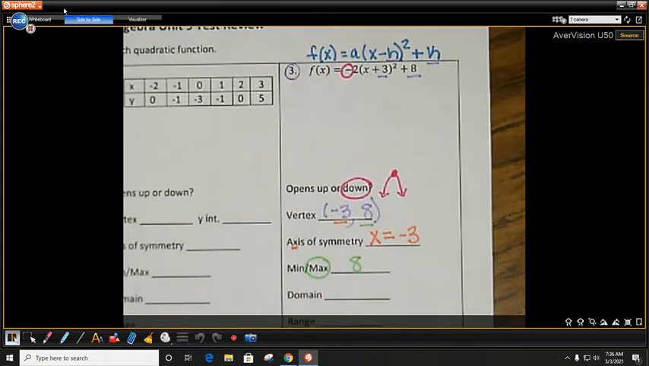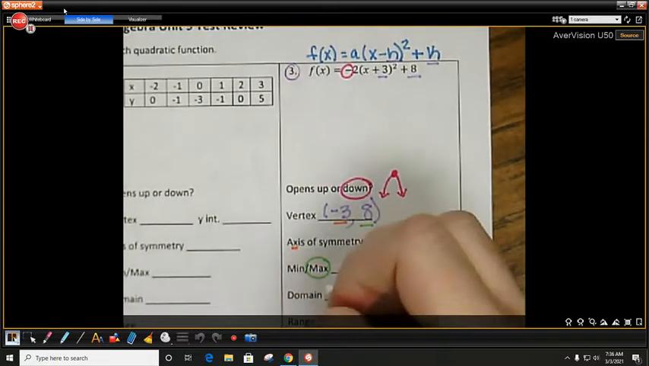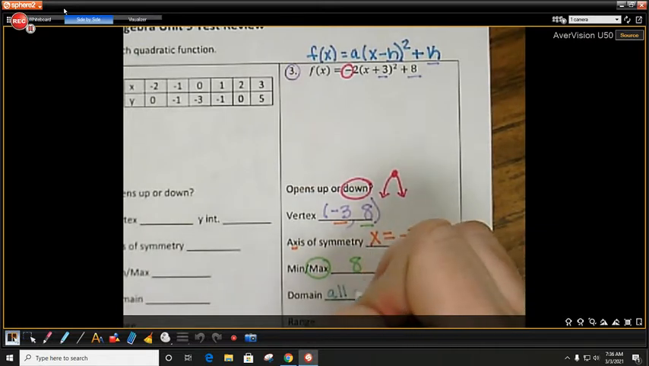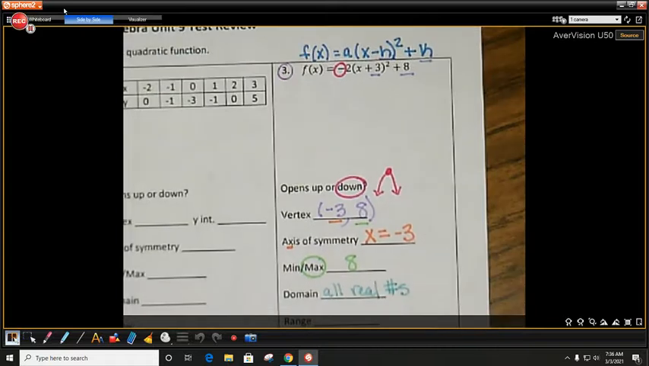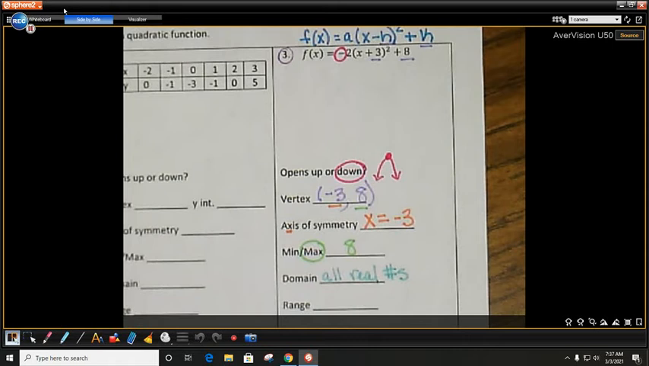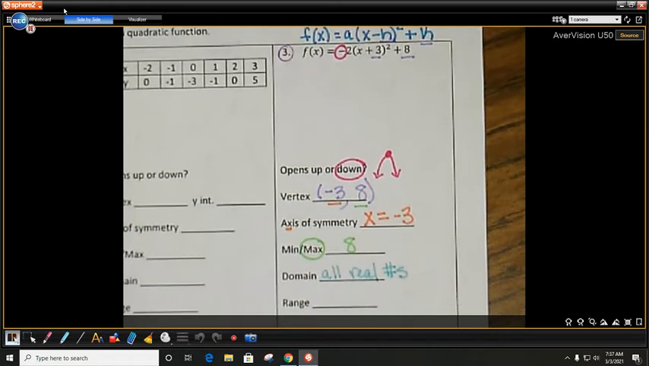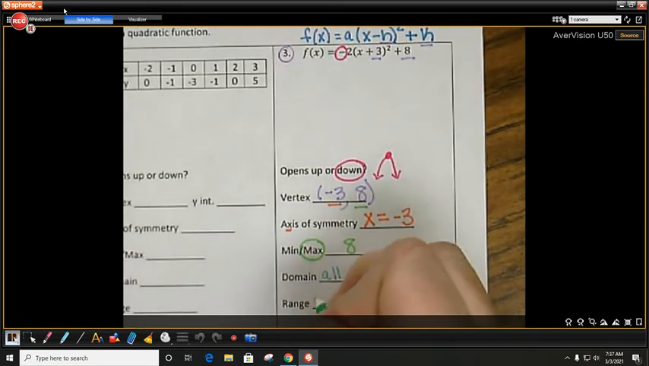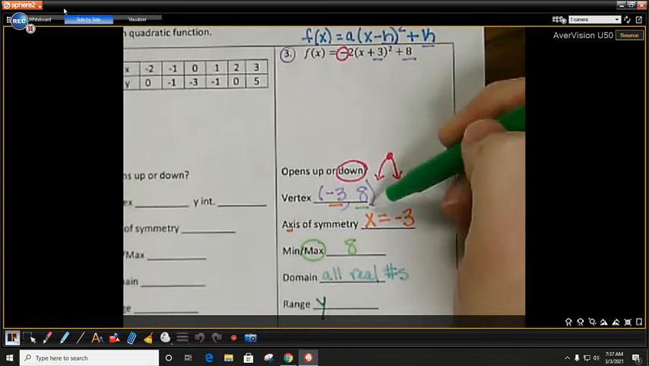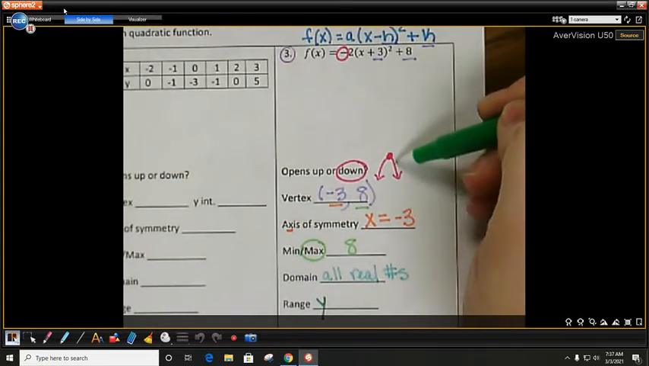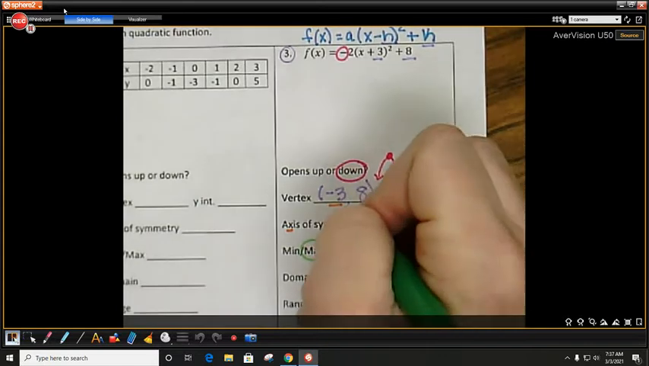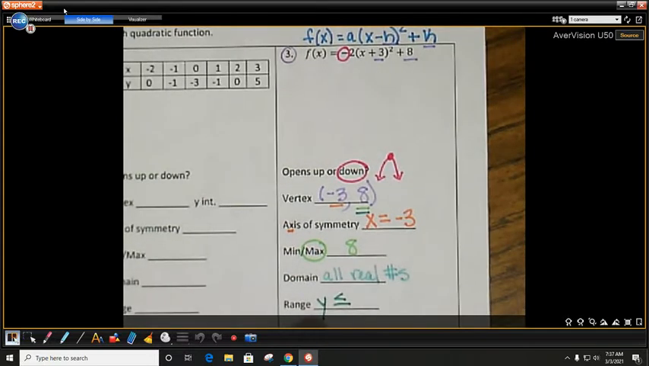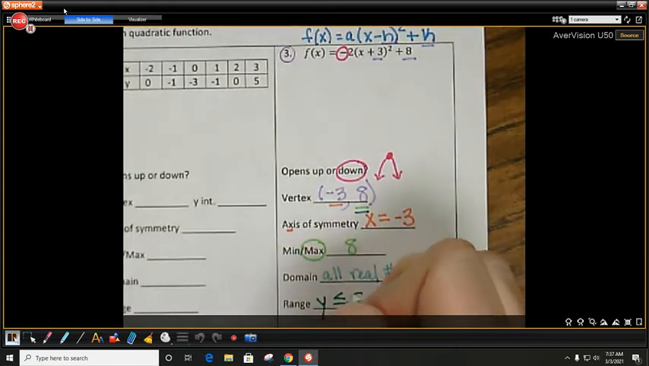My domain for all quadratics, unless you have endpoints, is all real numbers. And then the last one, range. Range is y. Since I'm opening down, my y values are small, meaning I'm going to use my less than or equal to sign. And again, since we're doing range, it's the y value of my vertex.